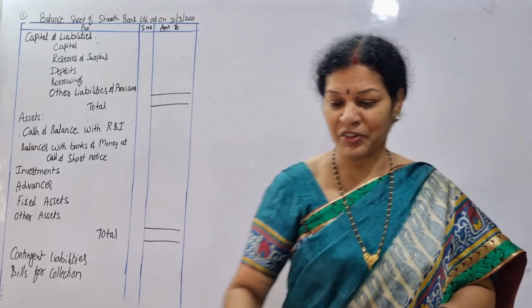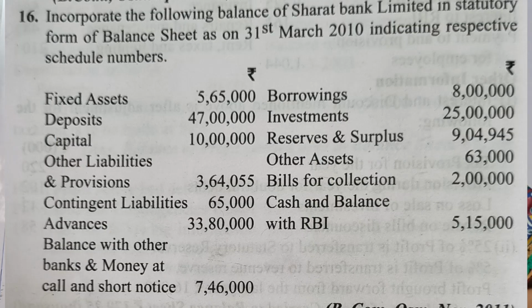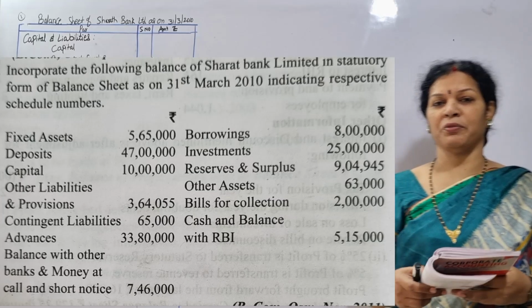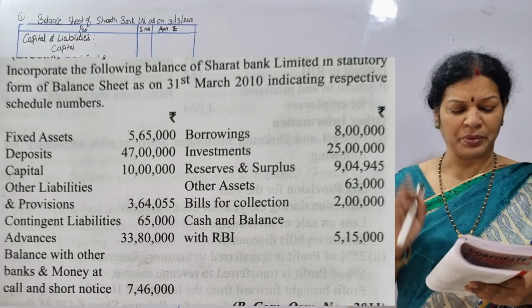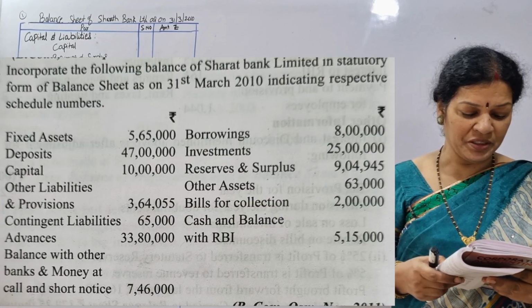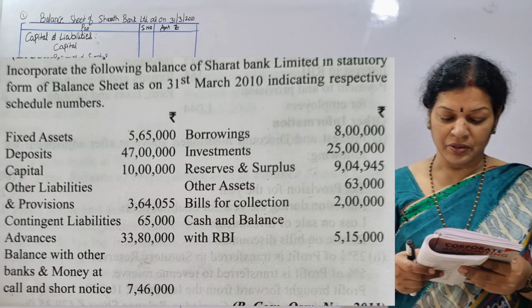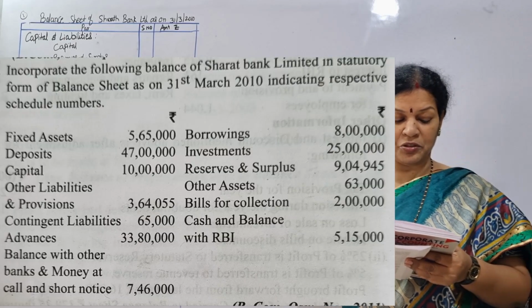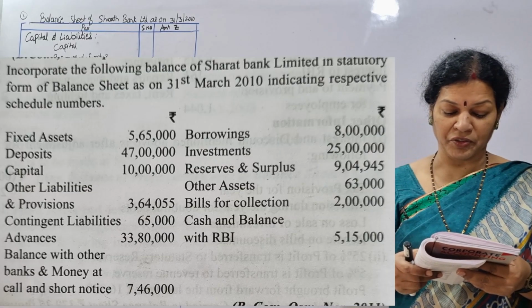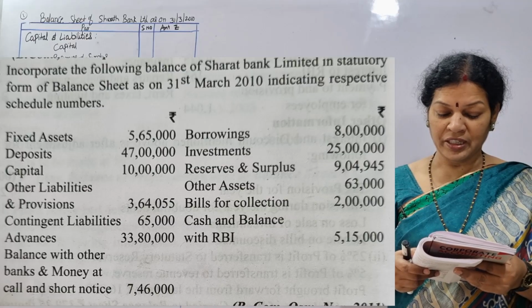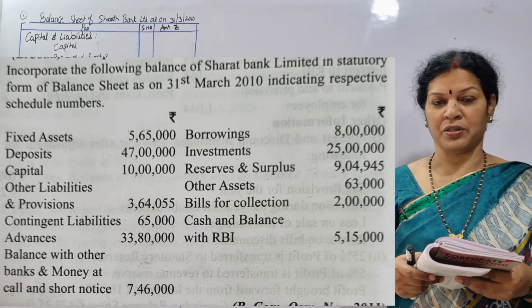Now let's focus on the first problem of the balance sheet. The problem is given on the desktop. You can take a screenshot or note it down. Now let me explain this problem first, then after that we'll see the solution. The format is already prepared. The problem is given like this: incorporate the following balances of Sharad Bank Limited in statutory form of balance sheet as on 31st March 2010, indicating respective schedule numbers.